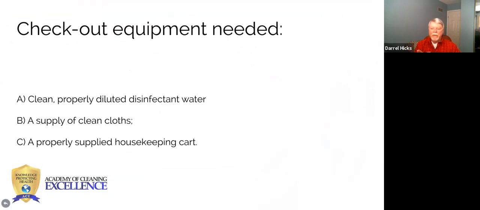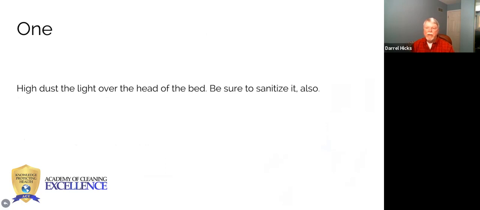So here's the equipment that we need. And this is our one opportunity, because we haven't been able to necessarily high dust over that patient's bed, since the patient's always there. This is our one opportunity to get everything without the patient and all their stuff in the way of us doing our job. So this is our one opportunity to break that chain of infection, that chain of transmission. And so we do that dusting over the overhead light.